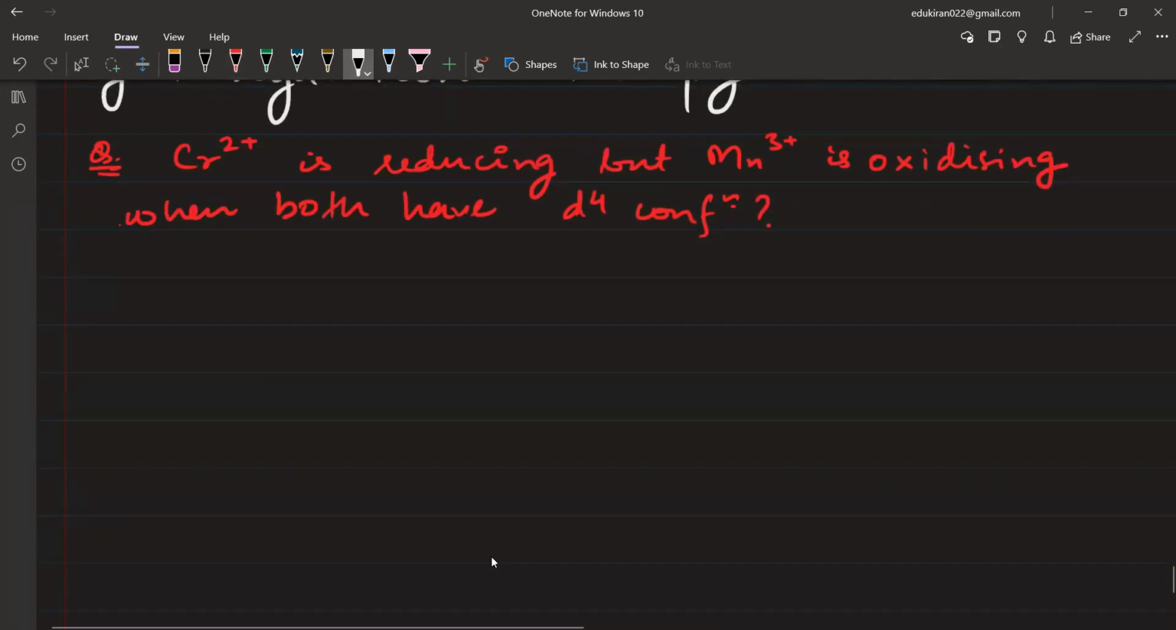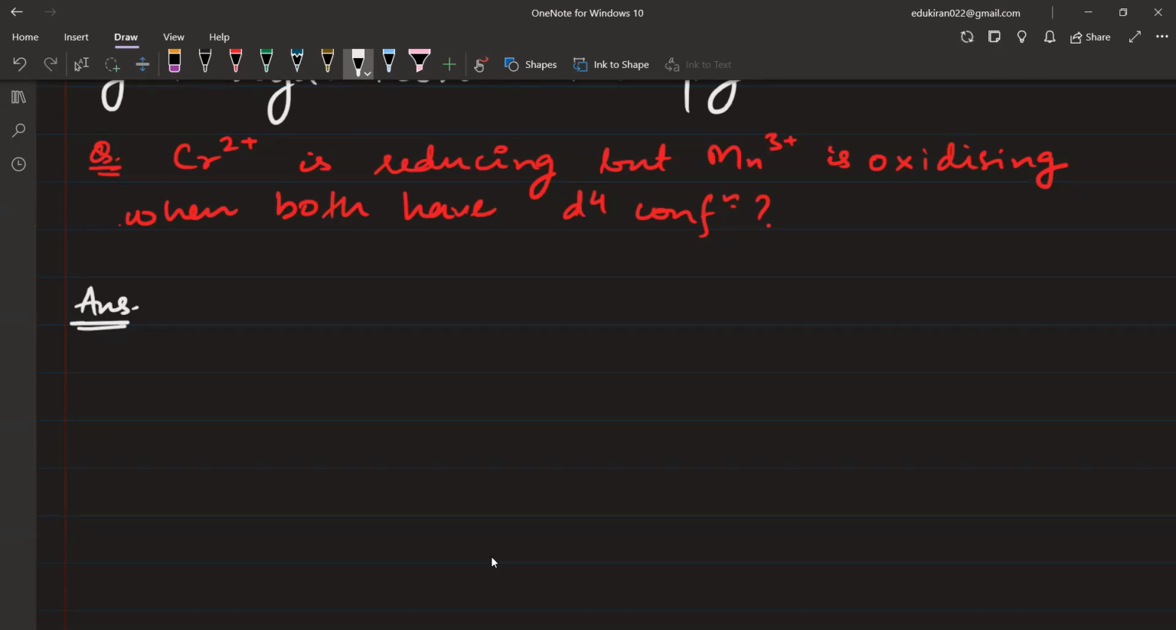Right answer. What does reducing mean? This copper is not fully reduced; it is acting as a reducing agent. Okay, but you are going to get the question in the same type of language. Cr2 plus is reducing, but Mn3 plus is oxidizing. What does this mean? They are saying that Cr2 plus is a reducing agent, Mn3 plus is an oxidizing agent.